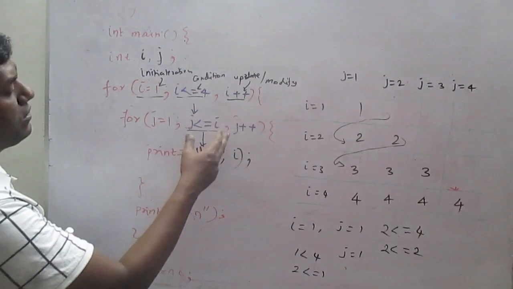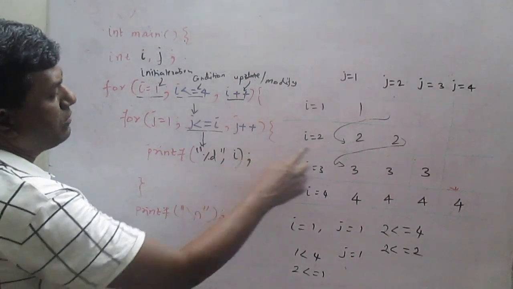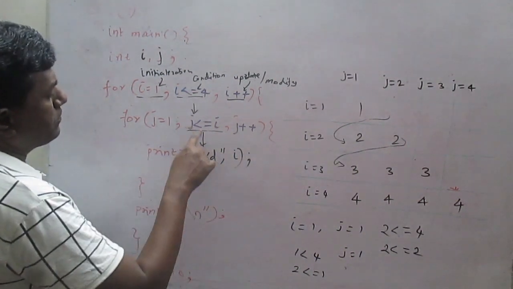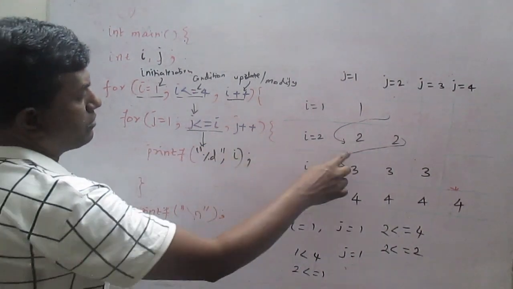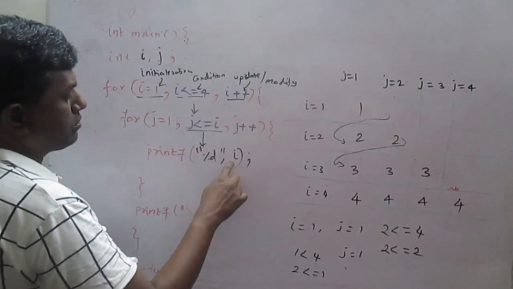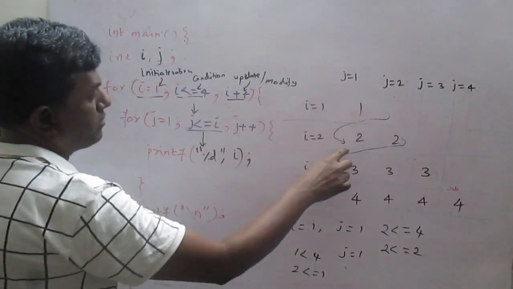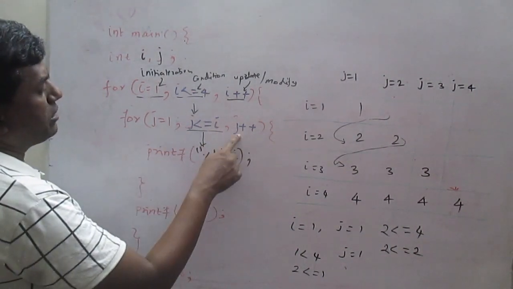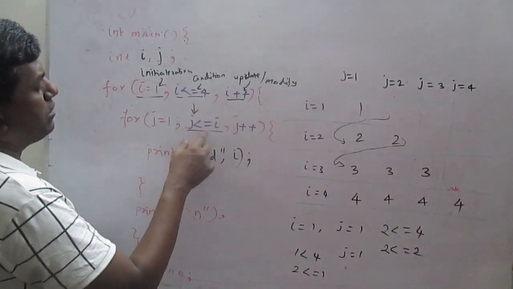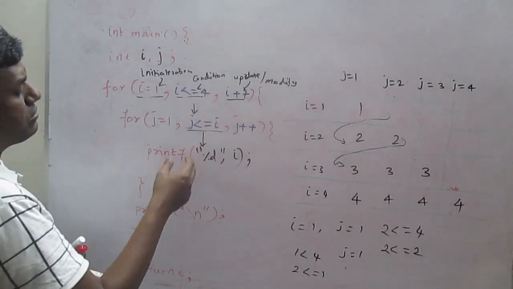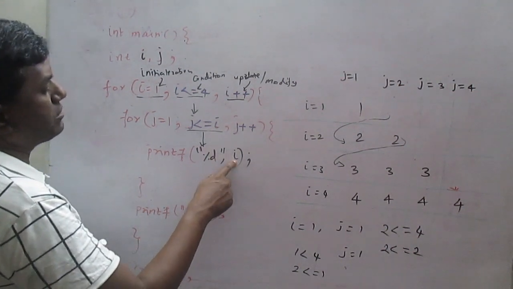Then we come here and print. For the jth one we are printing i, and i is now 2. So for this j equal to 1, we print 2. Then we go back and do the increment, so j becomes 2. Now j is 2, and 2 less than or equal to 2, so condition true. Again we come inside and print again, because i is still 2.